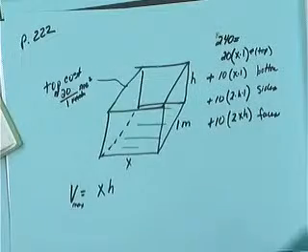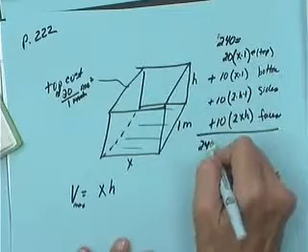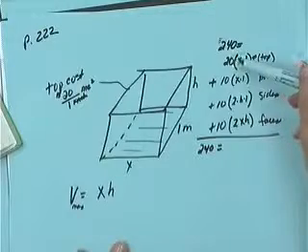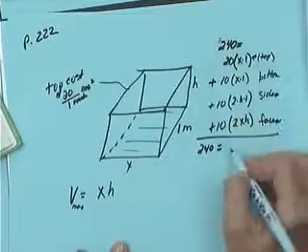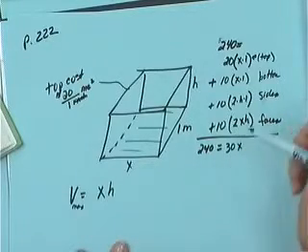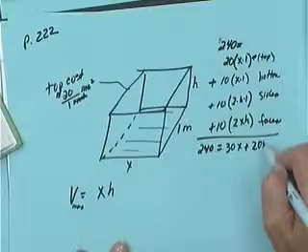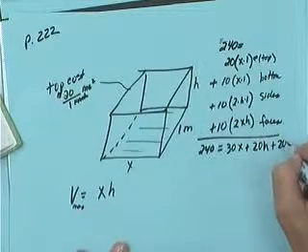Everybody got that? All right, so let's just add up our constraint equation here and see what it looks like. 240 equals. All right, it looks like we've got 20x plus 10x is 30x. So we've got 30x. And then it looks like we have a plus 20h. And then it looks like we have a plus 20xh.